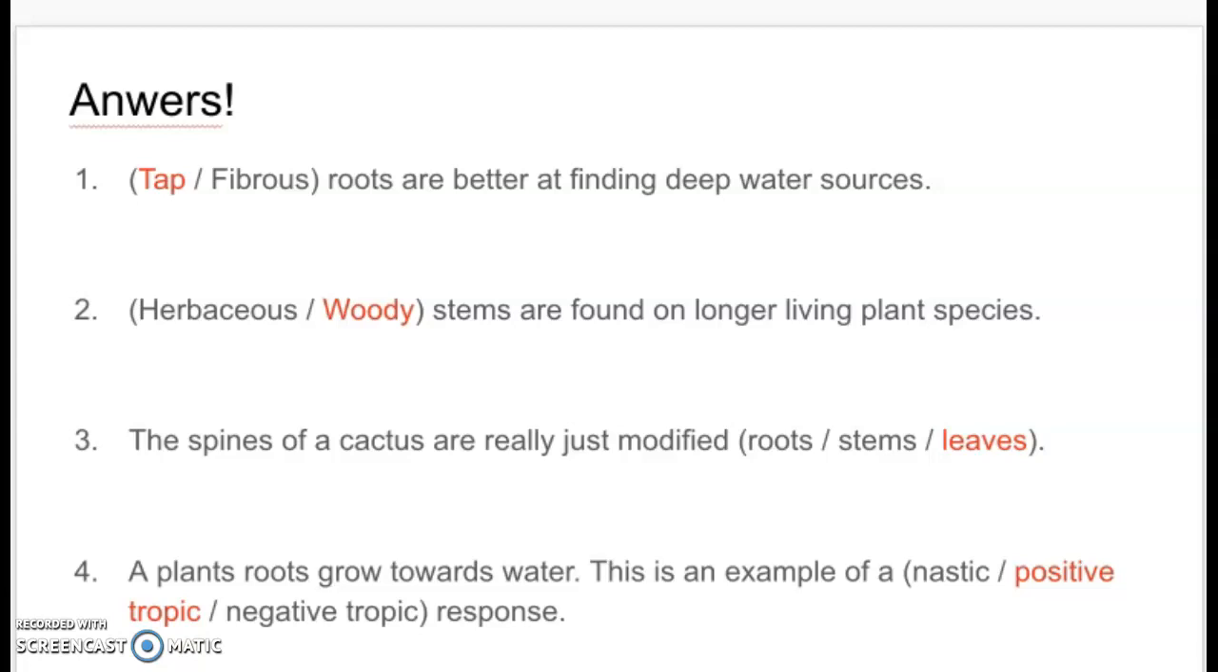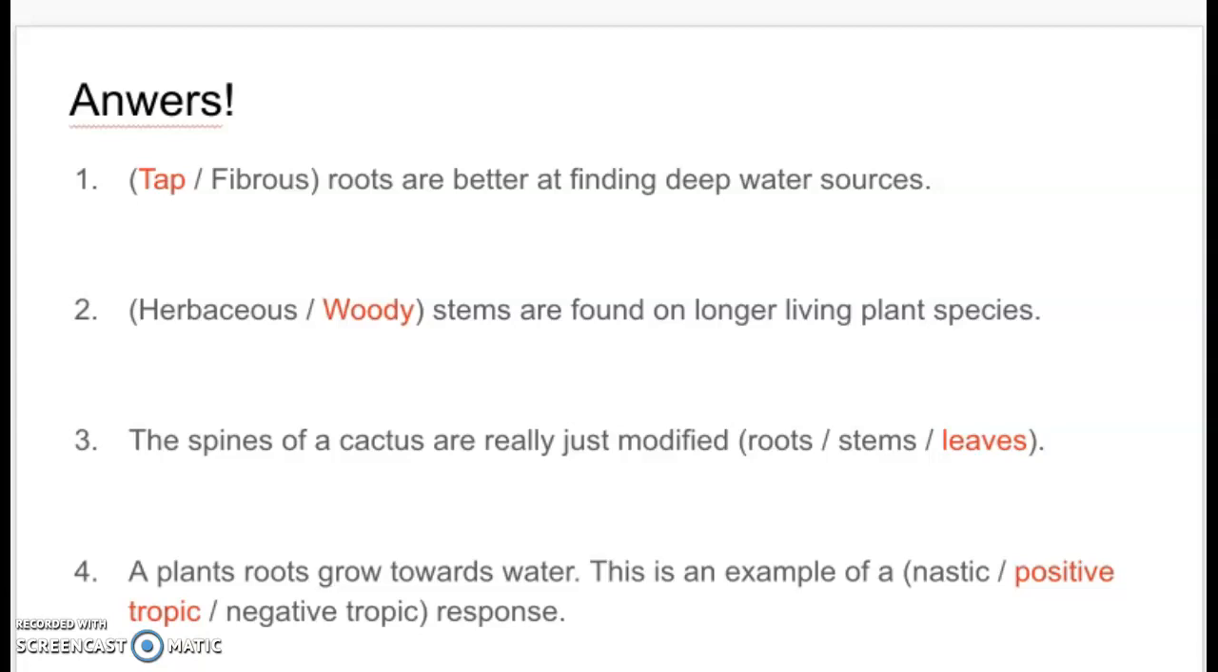Remember that the spines of cacti are just modified leaves to protect the plant, and that when the plant roots go toward the water, the water is the stimulus, and so the plant is growing toward the stimulus, which means that it's a tropic response. And it's because it is going in the same direction as where that stimulus is, so it is positive.